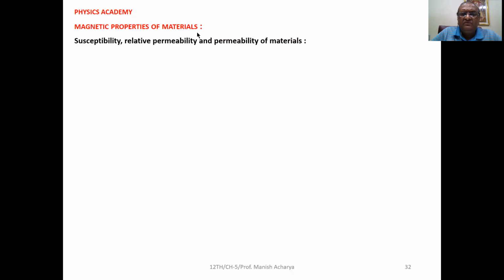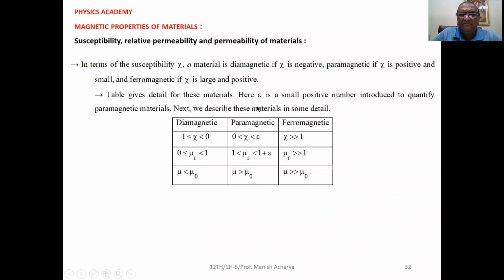Now, magnetic properties of materials: susceptibility, relative permeability, and permeability of the material. Depending on the magnetic properties of the substances available in nature, the substances are categorized in three categories: diamagnetic substances, paramagnetic substances, and ferromagnetic substances. For these, their susceptibility, relative permeability, and permeability are given to you here in this table.